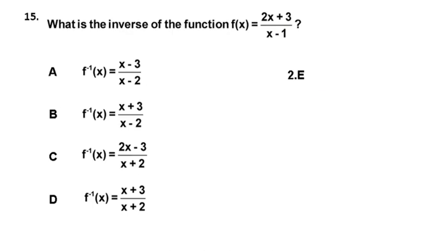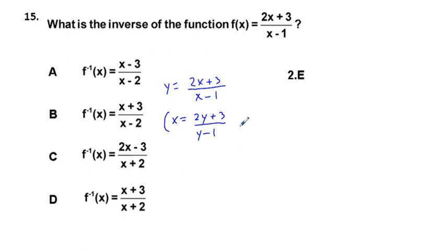What is the inverse of the function f of x equals 2x plus 3 over x minus 1? And we can just do our process like we've done in the past. Let me put y, I'm going to do it one step at a time. y equals 2x plus 3 over x minus 1. And we switch x and y. We rewrite this as x equals 2y plus 3 over y minus 1.